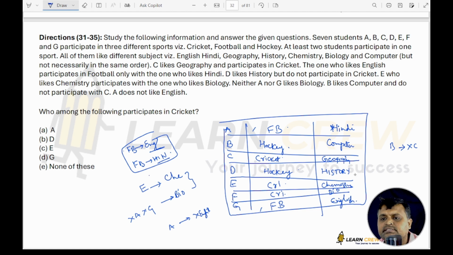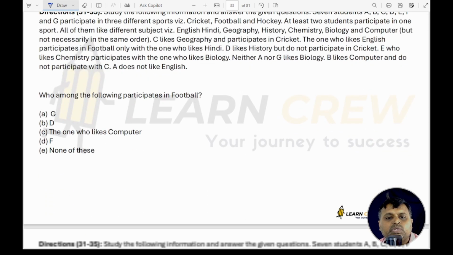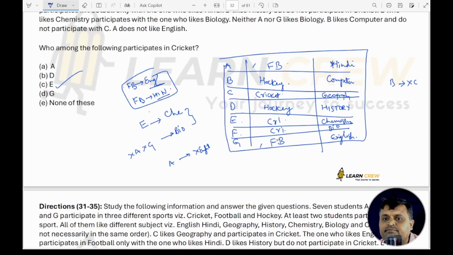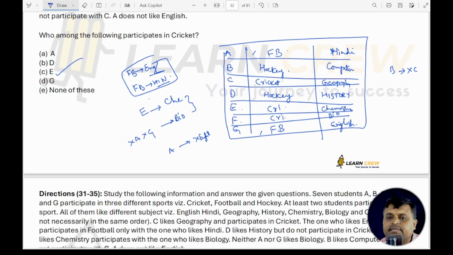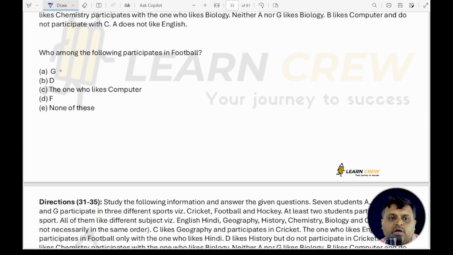So the answer for the first question: who among the following participates in cricket? Who are participating in cricket? E, F and C. So here the answer is option C. Next, who among the following participates in football? Just now we have said there are two persons playing football, A and G.